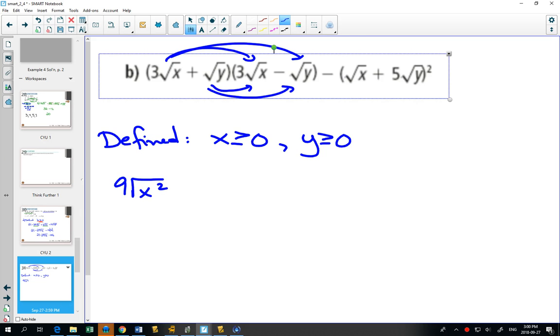3 times 3 is 9. Root x times root x will be root x squared. Negative 3 root xy.